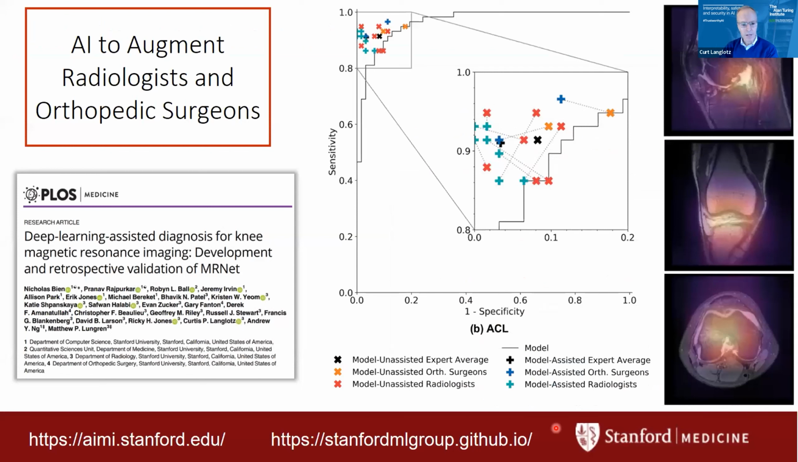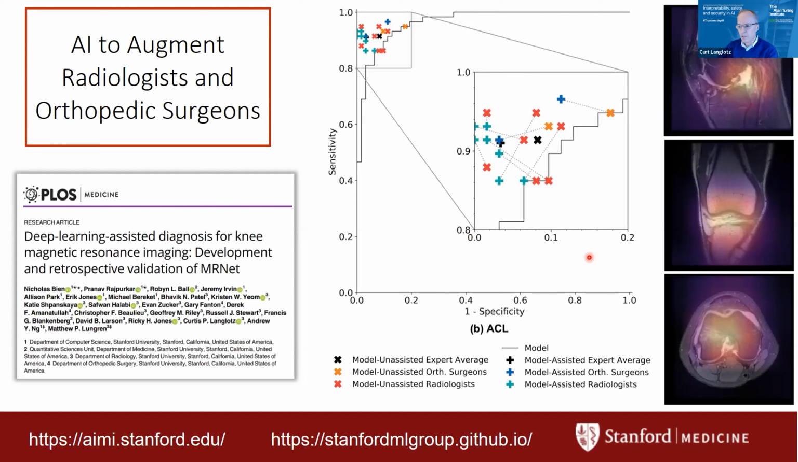This is another algorithm. This was, again, a collaboration between several investigators in our medical school and in computer science. This is detecting ligamentous abnormalities in MRI of the knee. This is an ROC plot, so you want to be up and to the left, high sensitivity, high specificity. That area is magnified here in the center. And you can see the red X's are unassisted, the blue are assisted.